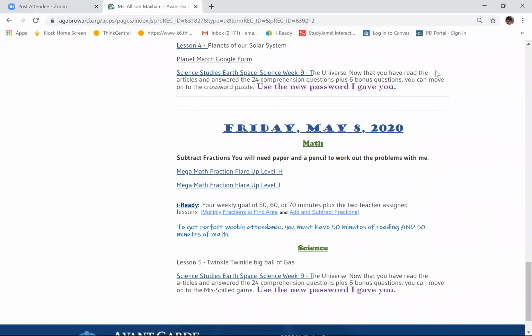Okay, here we are at Friday. And for subtracting fractions, we're going to go to Mega Math, Fraction Flare Up, and Mega Math, Level H and Level J. Now, I did not put an IXL on that, but that doesn't mean that you can't go to IXL. Definitely go to IXL if you have time. Make sure you get that iReady. That is super, super important.